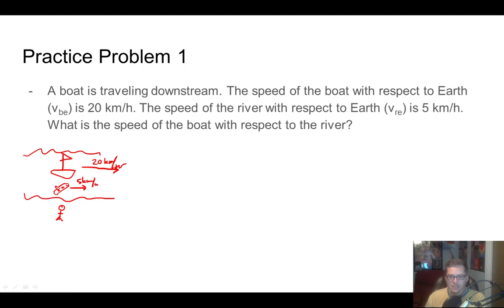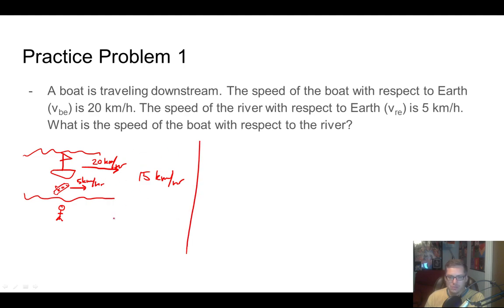Now it's asking us, what is the speed of the boat with respect to the river? Well, really what we're asking is what's the speed of the boat with respect to the log, because the log is traveling at the same speed as the river. So how fast does the log see the boat going by? You can pretty easily see that the difference is 15 kilometers per hour. So that's really as hard as these get.